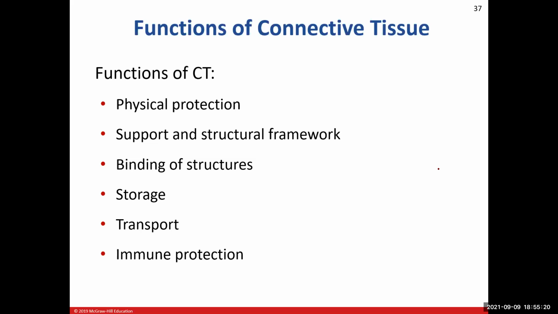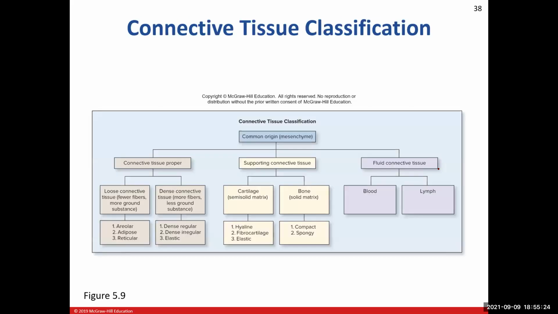Now, I'm not going to go through all the different types of cells. We already did that before. I'm going to just jump right in and talk about the connective tissue here. So again, here's another figure for you, figure 5.9. This is showing you the breakdown and how we classify the connective tissue. Of course, all connective tissue comes from mesenchyme. And then there are three types of connective tissue.